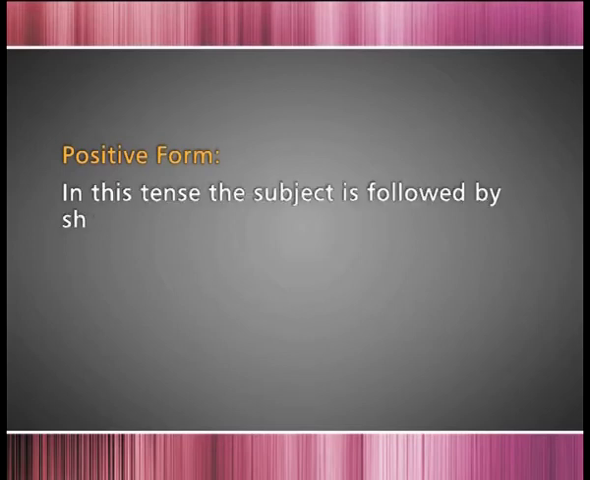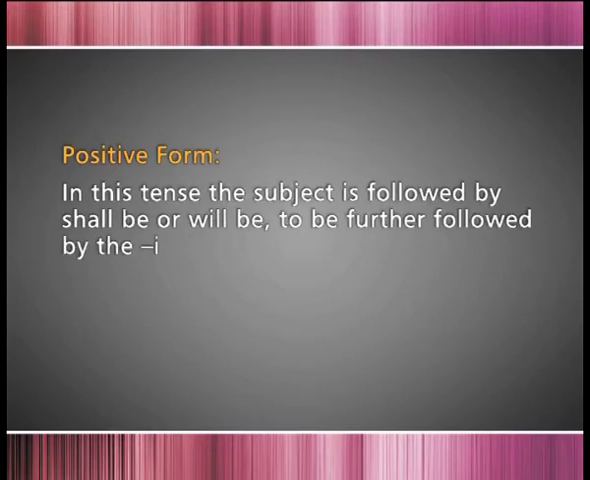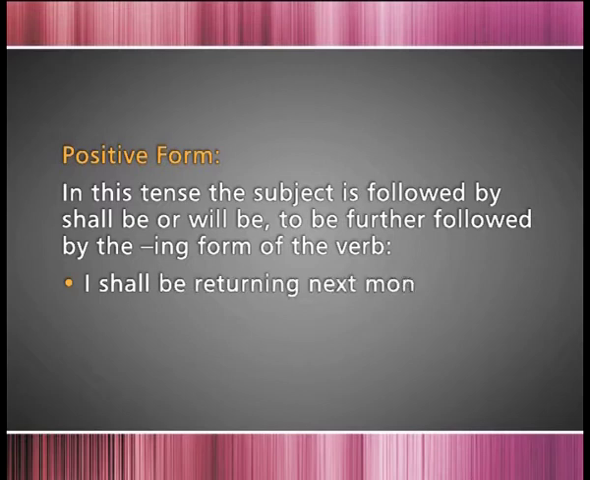Formation of future continuous tense. Positive form. In this tense, the subject is followed by shall be or will be, to be further followed by the ing form of the verb. I shall be returning next month. He will be returning next month.